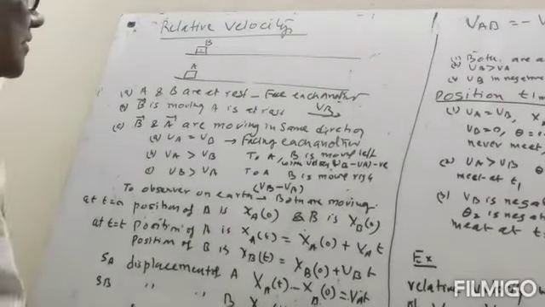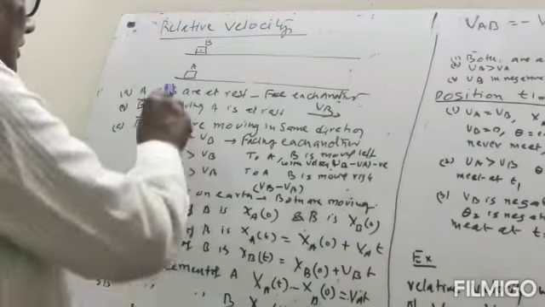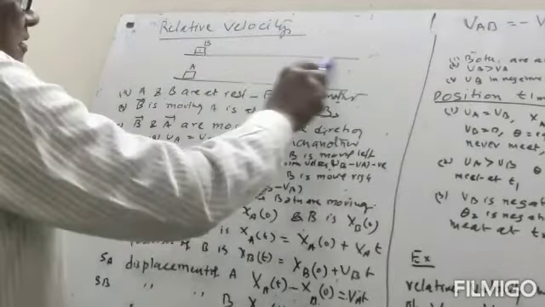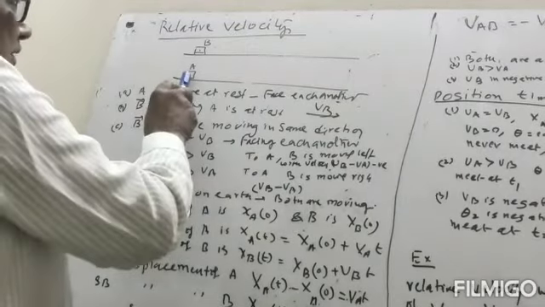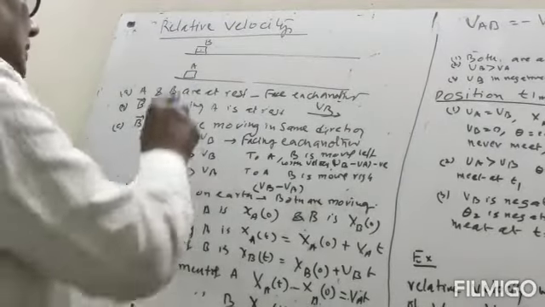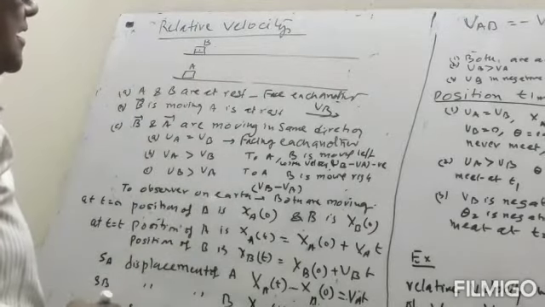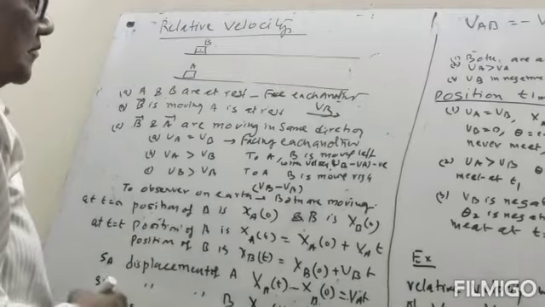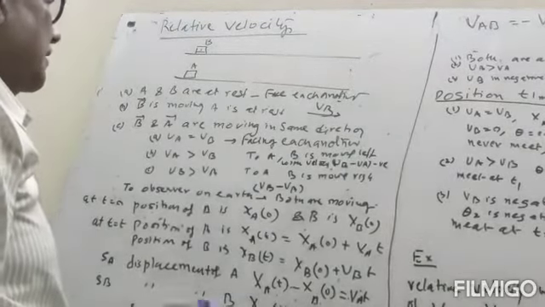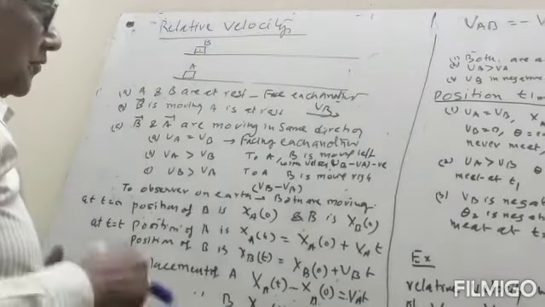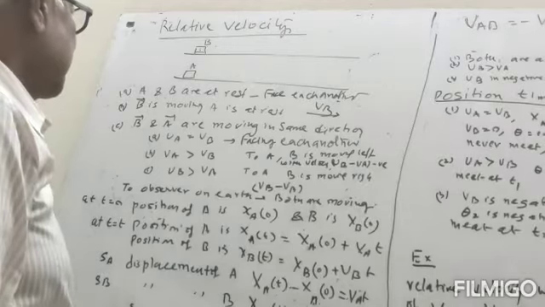Relative velocity. Now, suppose this is one track and this is another track. Both tracks are parallel. Say one person A and one person B are in trains and both are going in the same direction. They may also go in opposite directions, with the same velocity or different velocities.